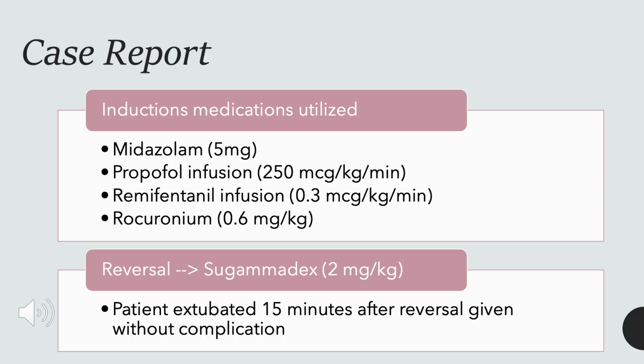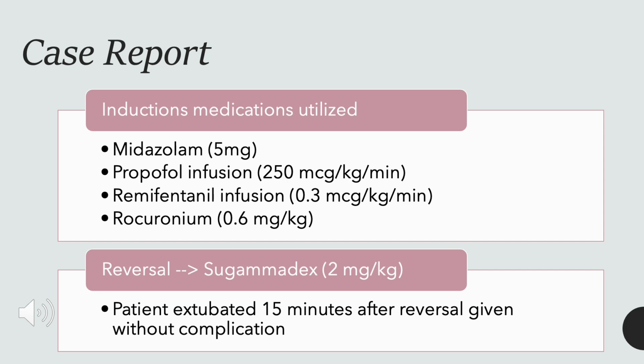All right, so the induction medications utilized during this case were pretty standard outside of the use of the non-depolarizing neuromuscular blocker rocuronium at the end. So Versed 5 milligrams is given, and then a propofol infusion and a remifentanil infusion were started. The propofol infusion was at 250 mics per kg per minute, and the remi was at 0.3 mics per kg per minute. Now the use of rocuronium was at 0.6 milligrams per kilogram, and usually this is not used in this patient population because of the increased sensitivity, which we'll get into in a minute as well.